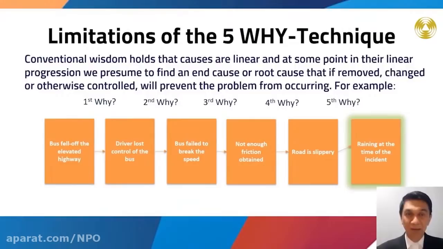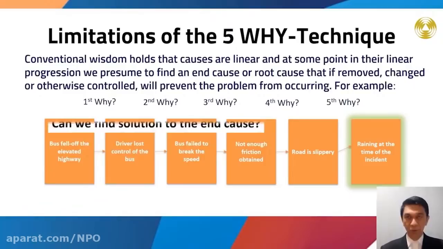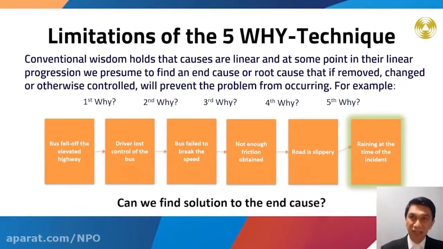will show you a problem of a bus that fell off the elevated highway. And then the root cause given is that it was raining at the time of the incident. Is that the true root cause? So remember, if we have to identify the root cause, it has to be controllable. We shouldn't pinpoint a root cause that is force majeure or beyond the control of the persons. So these are the things that you have to keep in mind when you use the 5Y technique.